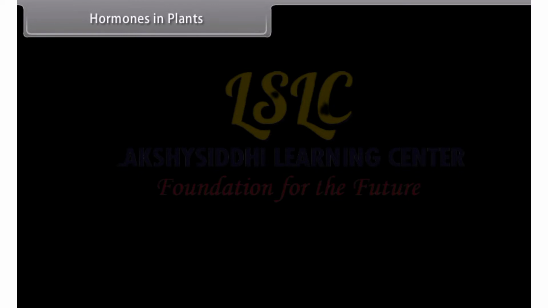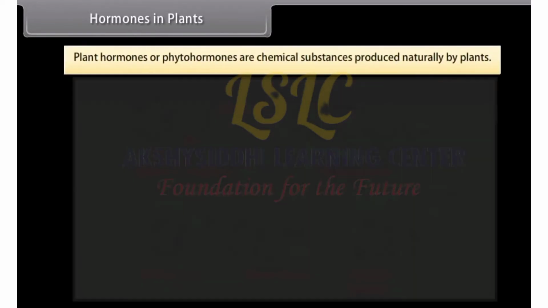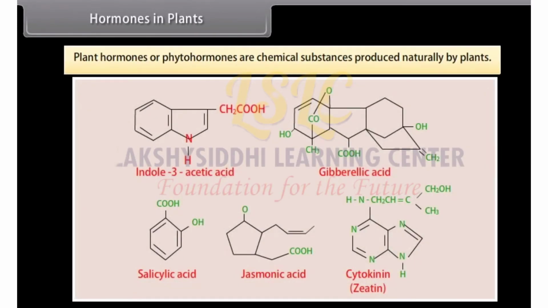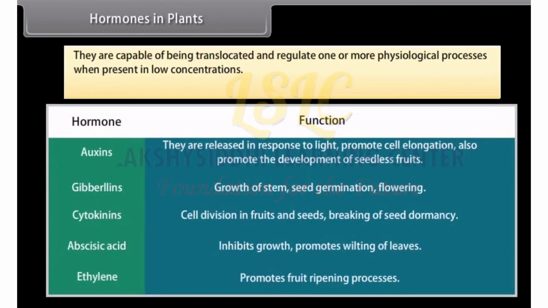Hormones in plants. Plant hormones or phytohormones are chemical substances produced naturally by plants. They are capable of being translocated and regulate one or more physiological processes when present in low concentrations. Plant hormones and their functions are as given in table.